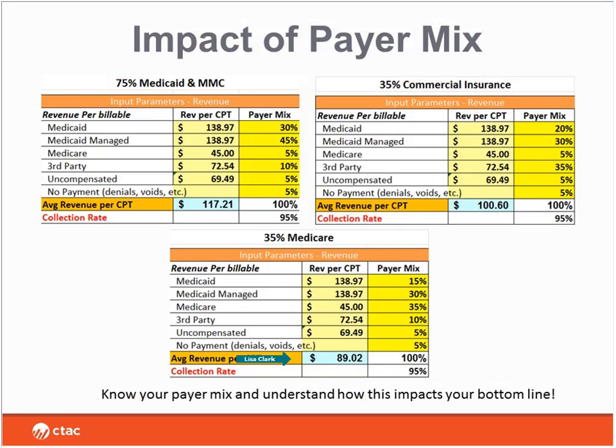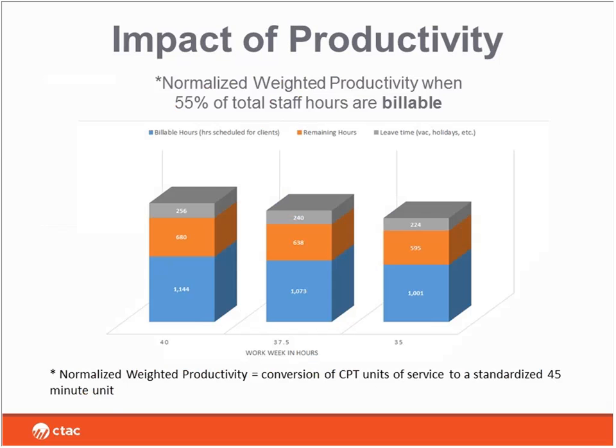If you have high Medicare, Medicare is a killer. If you're serving a lot of geriatrics, you're really going to need to pay attention and take advantage of every revenue maximization strategy you can. Make sure you know what your payer mix is, and you need to know how that impacts your bottom line. Changing your payer mix is not an easy thing to do, but there are sometimes things that you can do, and CTAC can help with that.